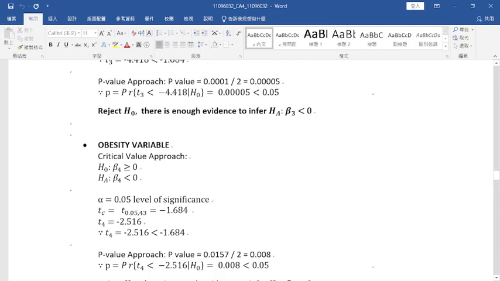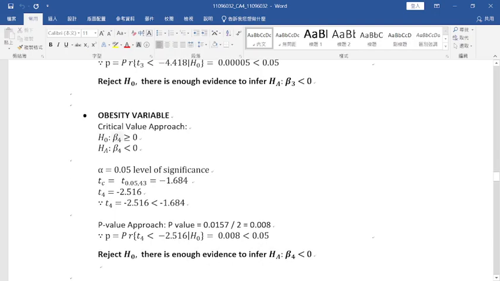Professor, do I have to go one by one through these? For the remaining variables, they are basically the same. You all get the reject null hypothesis, and the expectation is that they would have a negative relationship with life expectancy.